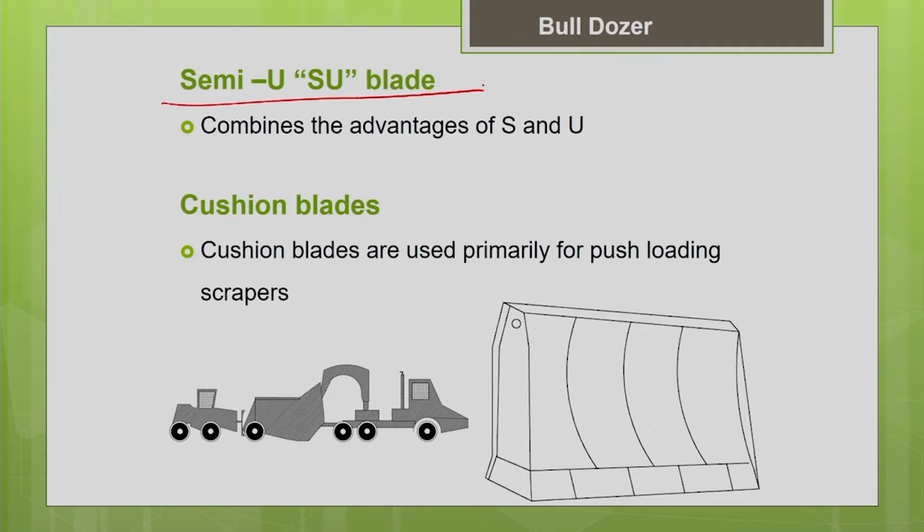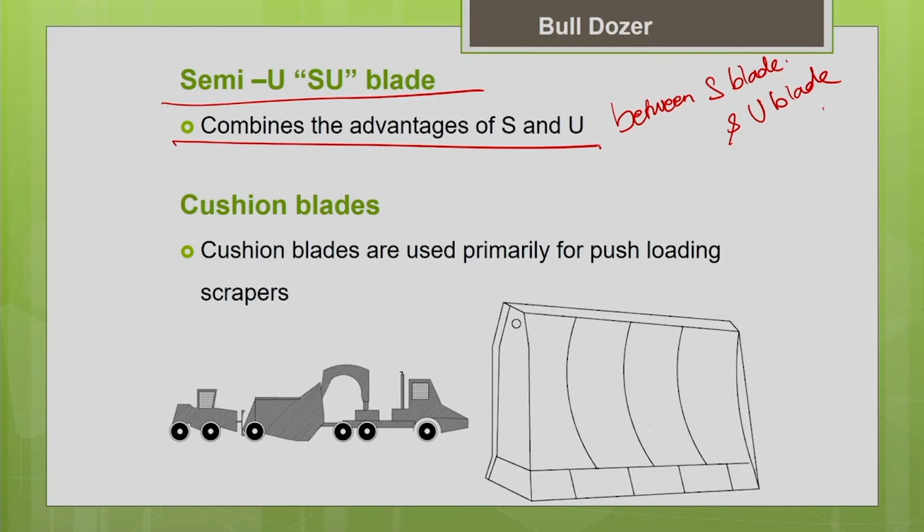Now let us see what is this SU, semi-U blade. It is something between the straight blade and the U blade. That means its dimension is bigger than the S blade but smaller than the U blade. Similarly, cutting ratio is lesser than the S blade but better than the U blade. So it's something between the S and U blade. Accordingly, you have to make the choice according to your requirement.